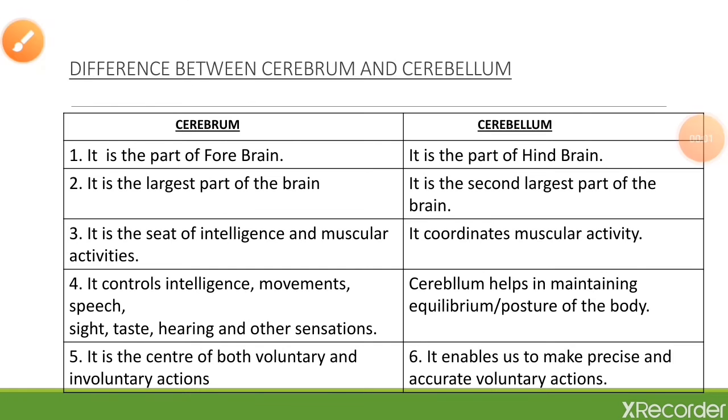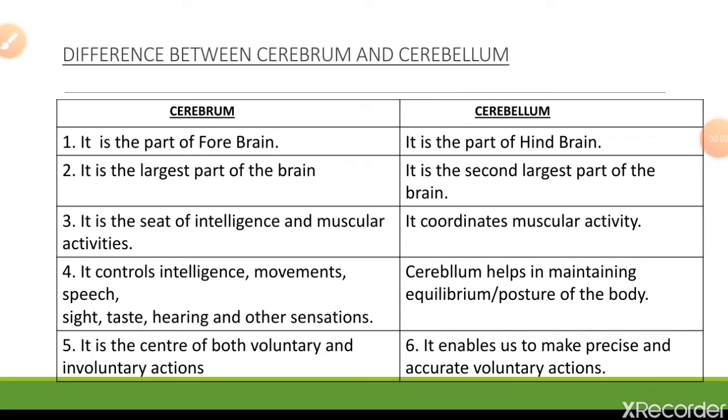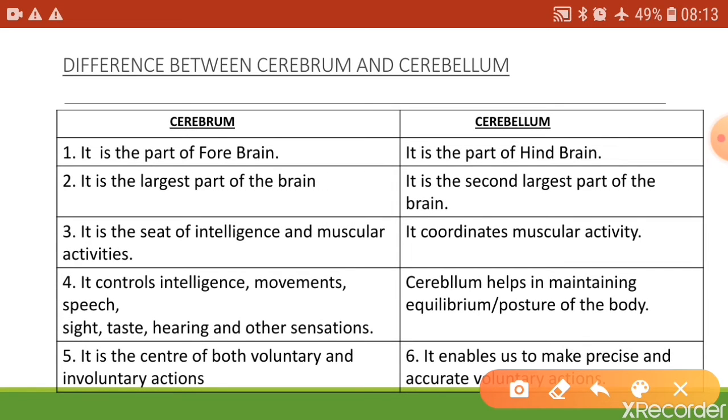Let's now differentiate between cerebellum and cerebrum. Cerebrum, as already told to you, is a part of the forebrain, whereas cerebellum is a part of the hindbrain. The cerebrum is the largest part of the brain, whereas cerebellum is the second largest part. 80% of the brain is cerebrum, whereas cerebellum forms around 12.5% of the brain. The cerebrum is a seat of intelligence and muscular activities, whereas the cerebellum coordinates various muscular activities.